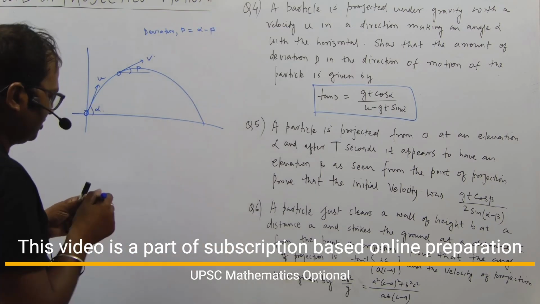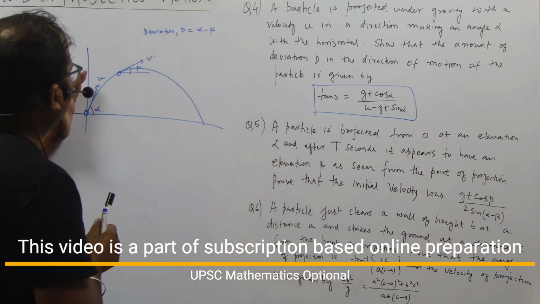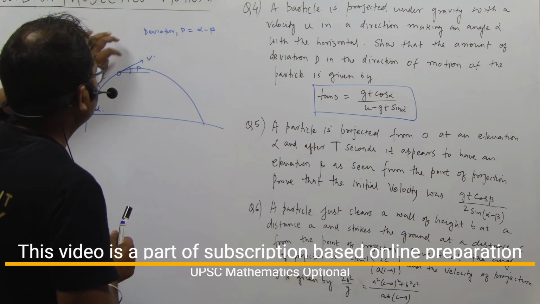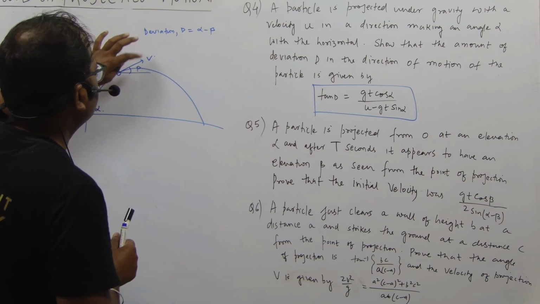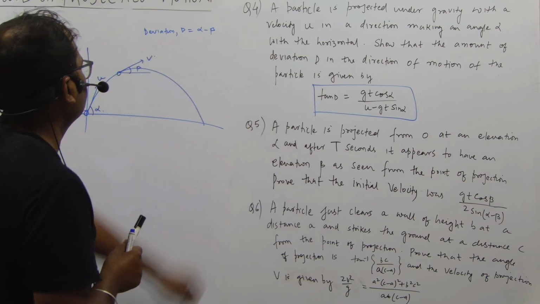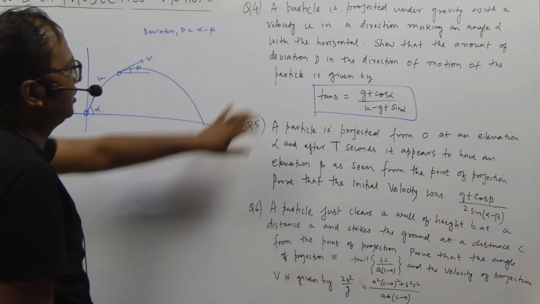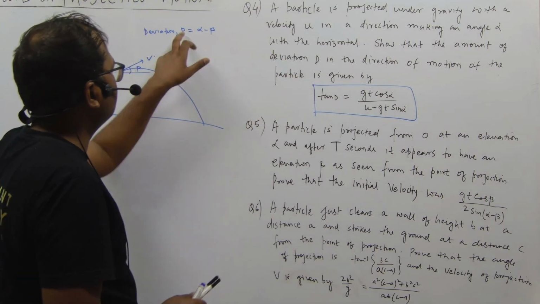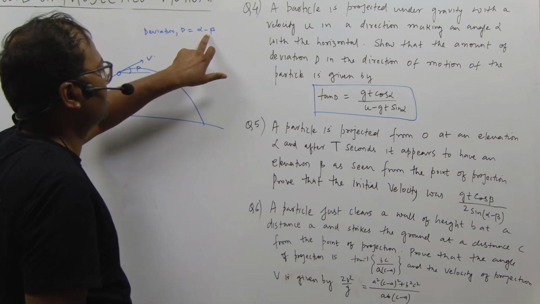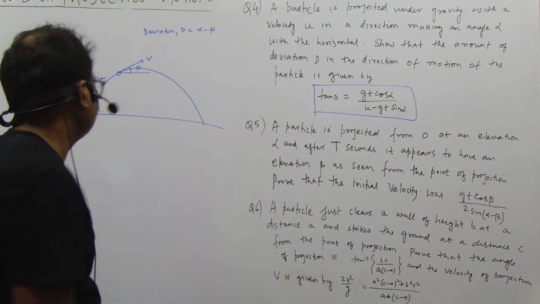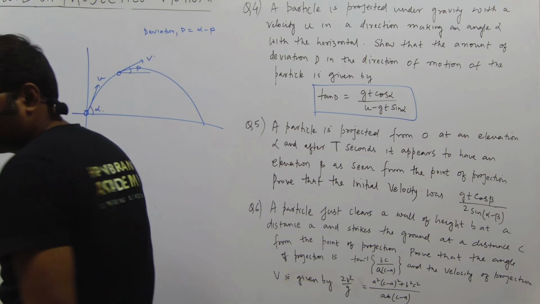The initial angle of projection is alpha. After time t, the angle that the projectile is making with the horizontal is beta. So the deviation will be alpha minus beta. So what we have to find is alpha minus beta, which is this d. That is, the deviation is given by this particular expression, and that we have to show. So let us show this.